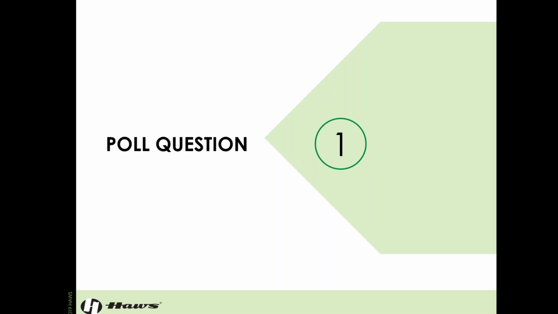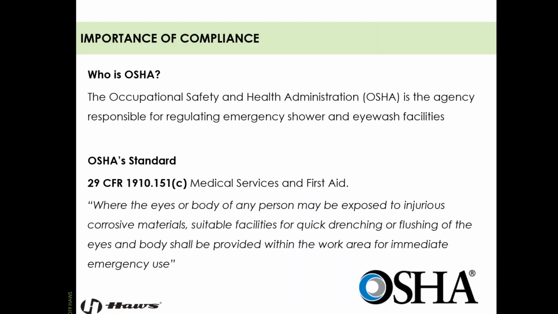Now, if you're attending an ANSI ISEA Z358.1 webinar, you probably know who OSHA is, but just for those who might not, OSHA is the Occupational Safety and Health Administration. They are the agency responsible for regulating emergency shower and eye wash facilities. They have their own standard, 29 CFR 1910.151(c) under the Medical Services and First Aid section, and that is the paragraph that they give us. All it is stating is that where you might be exposed, you need drenching equipment available.